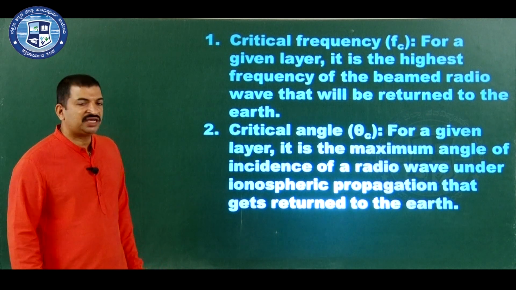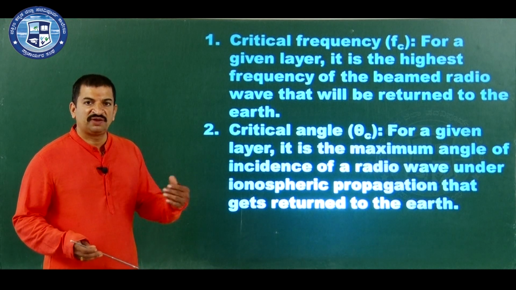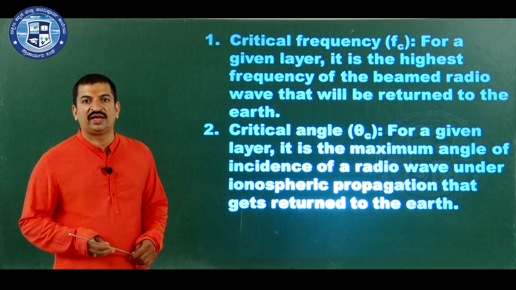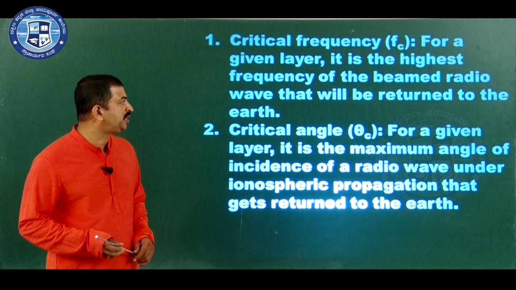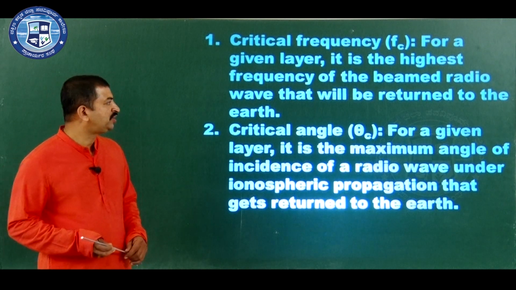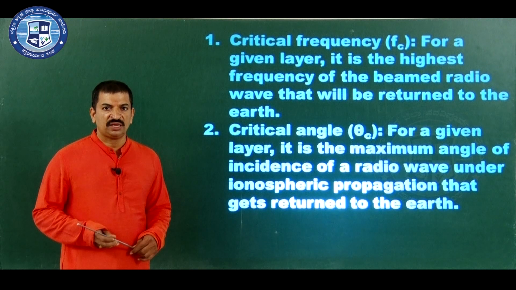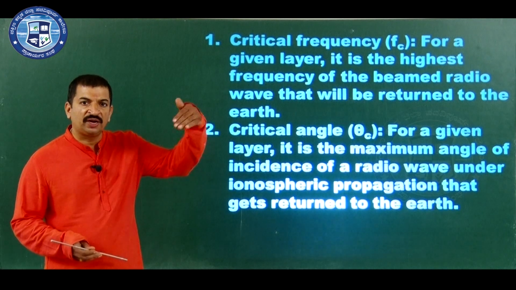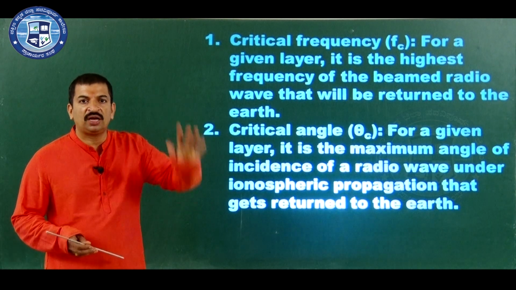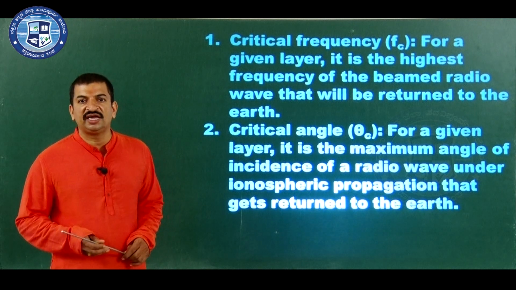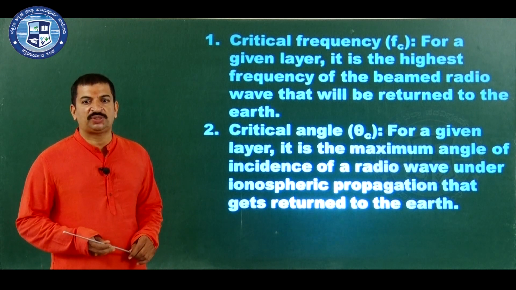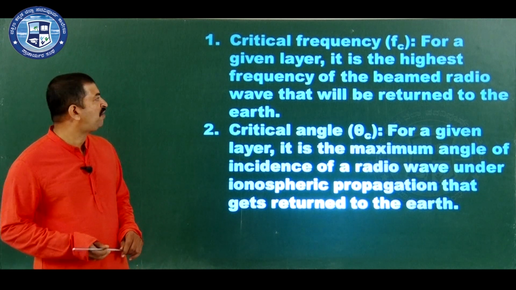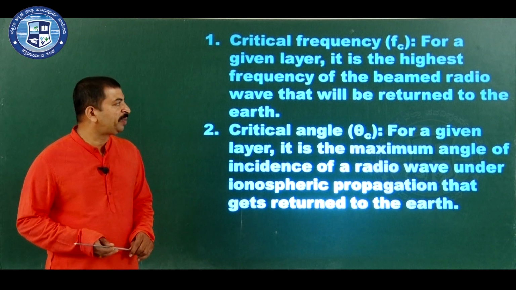The critical frequency is defined for a particular ionospheric layer. So, the critical frequency for a given layer is the highest frequency of the beamed radio wave that will be returned to the earth. If the transmitting frequency is increased beyond the critical frequency, the ray will not be returned down to earth; it simply escapes from the earth atmosphere and hence the energy is wasted. So, let us define critical frequency. For a given layer, it is the highest frequency of the beamed radio wave that will be returned to the earth.